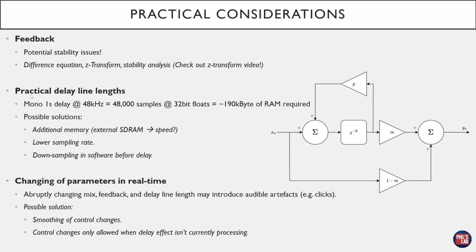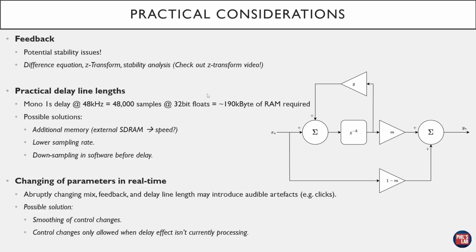For example, if we take a mono 1 second delay at a sampling rate of 48 kilohertz, pretty standard for typical delays, we have 48,000 samples at 32-bit floats, which we might be using to manipulate our information in our DSP. That gives us already 190 kilobytes of RAM required. And that's just for a single channel, and that's just for a 1 second delay. No other processing going on. This is just for the delay line.